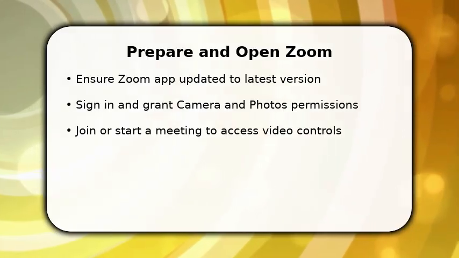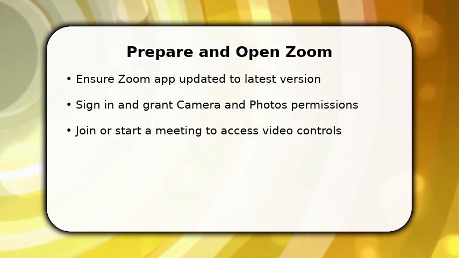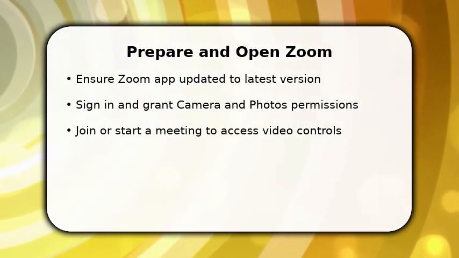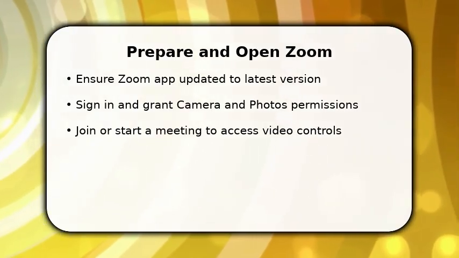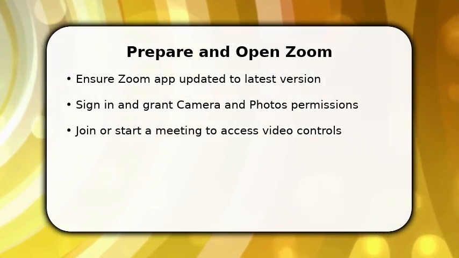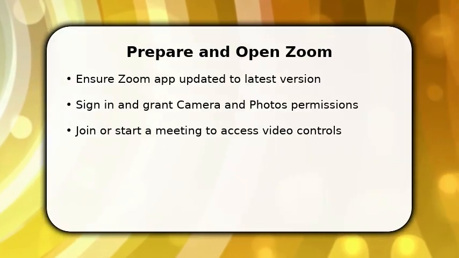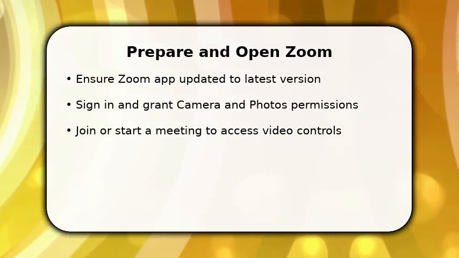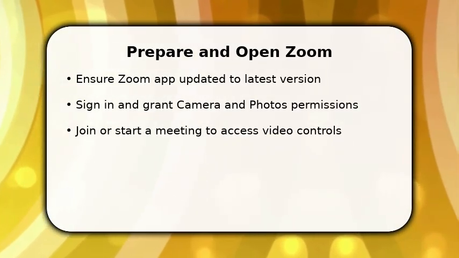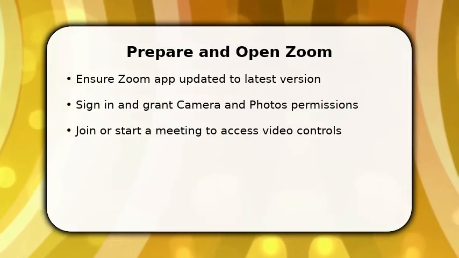You're starting inside the Zoom mobile app, so open it and sign in. Make sure you've allowed camera and photos access in phone settings. Once in a meeting, tap the screen to reveal controls and then tap the More or Video icon. This gives you the background options. You need sufficient lighting and a plain background for best results. That helps Zoom separate you from the background.